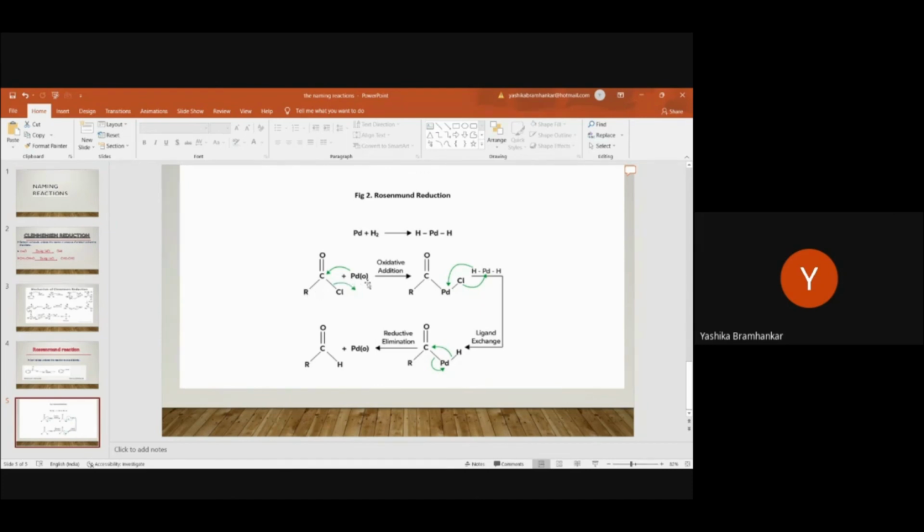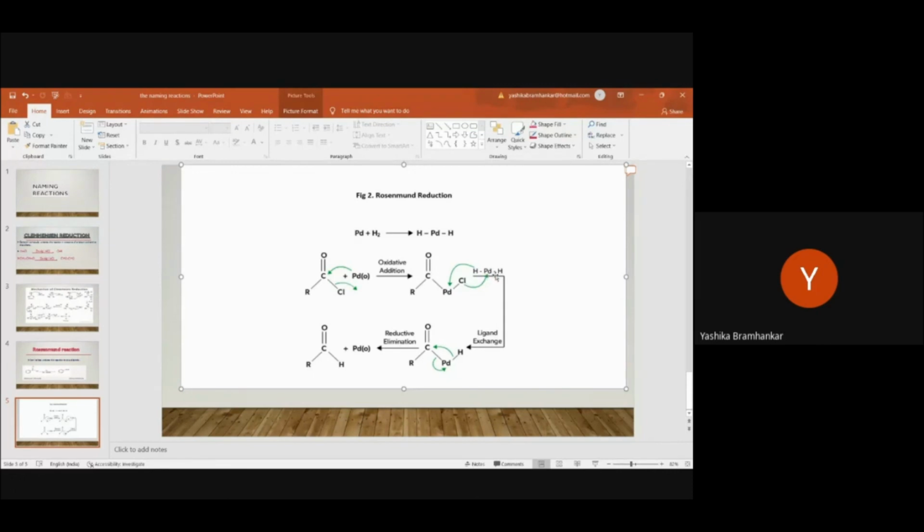Here palladium has a positive charge, it is a catalyst. In the C=O and Cl, chlorine has a partial negative charge and carbon has a partial positive charge. So palladium will attack the carbon atom, and this will lead to the cleavage of the carbon-chlorine bond and cause oxidative addition to the compound. Now Cl is replaced by palladium, and palladium is now bonded to chlorine.